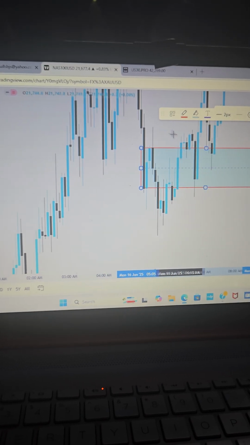Now, if you take the body, you will see once price goes up and closes above, it comes back in to retest this failed bearish order block and the breaker.